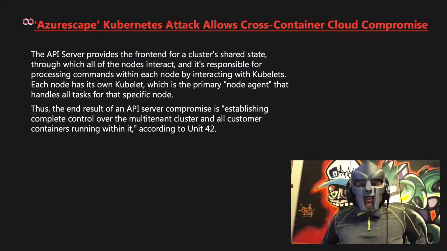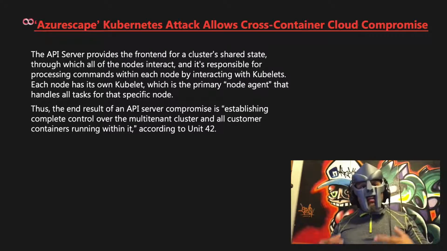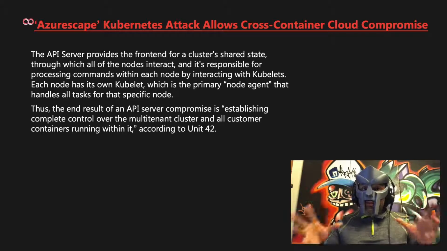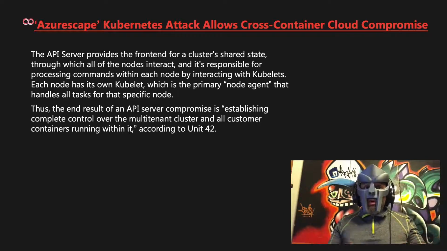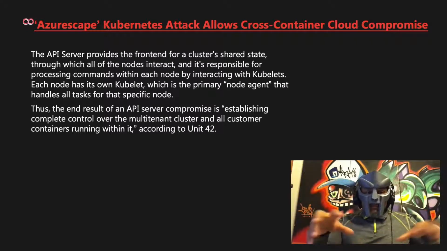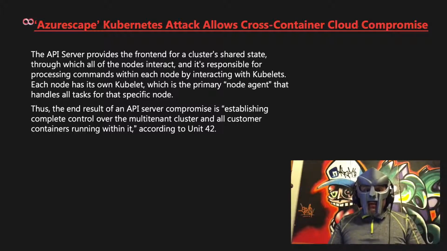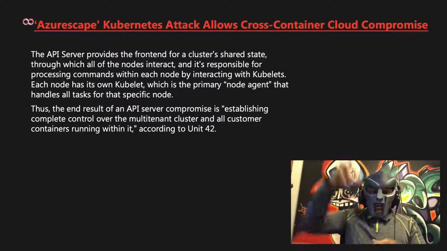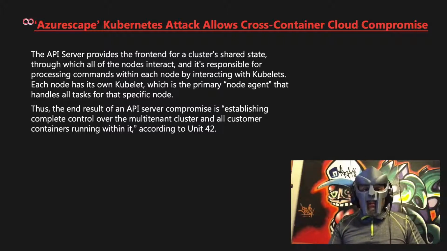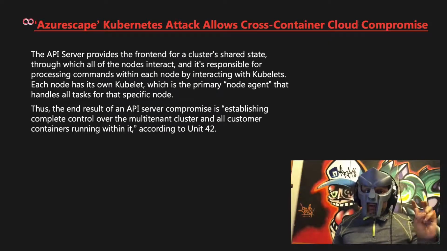Thus, the end result of an API server compromise is establishing complete control over the multi-tenant cluster and all customer containers running within it, according to Unit 42. So again, thinking back to a virtual hoster, you have different websites or different applications on the same server with this digital wall, and taking control of the higher mechanism or the server above it gives you control and access to all of the customer's stuff.